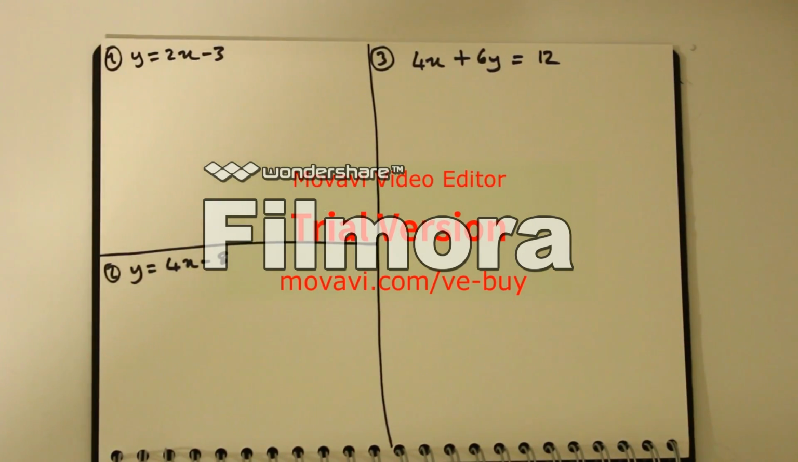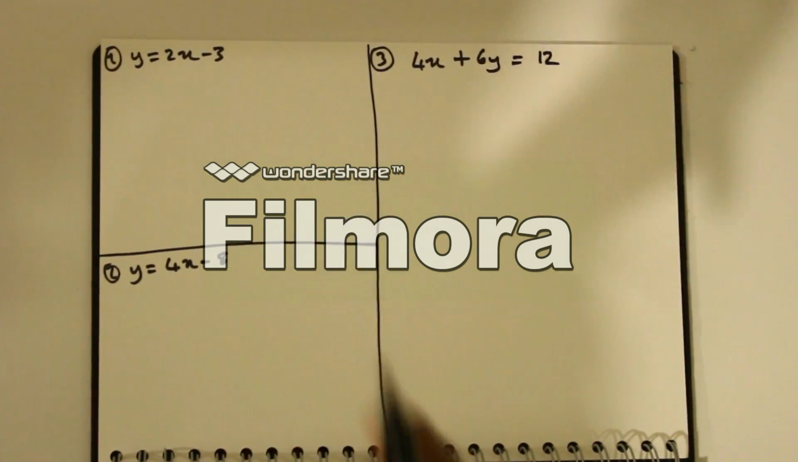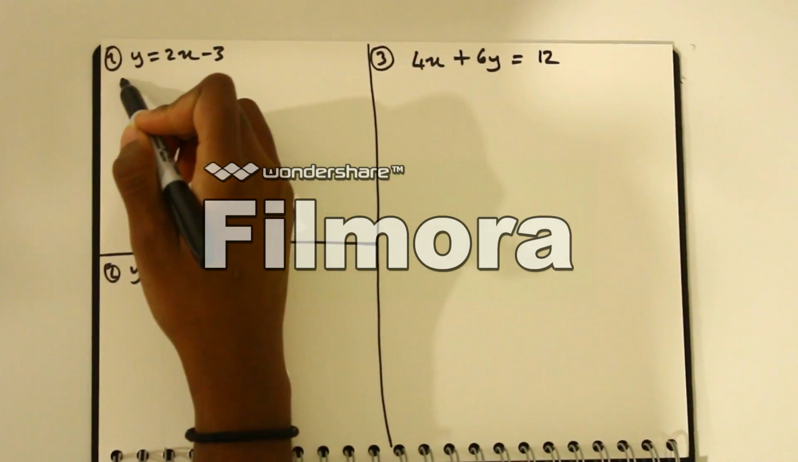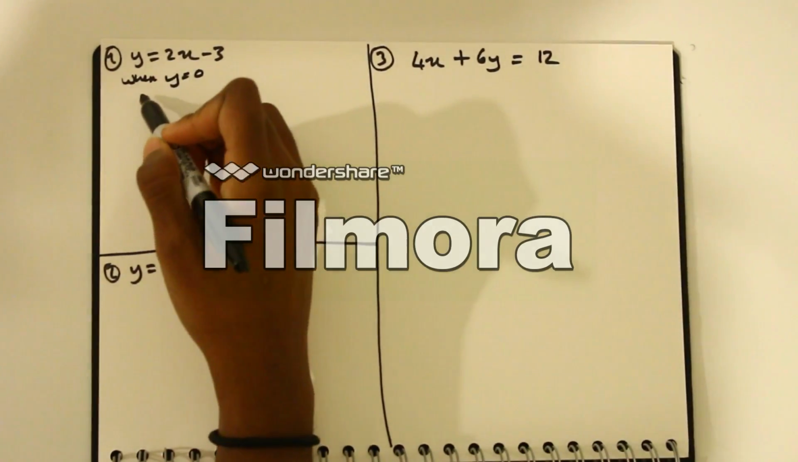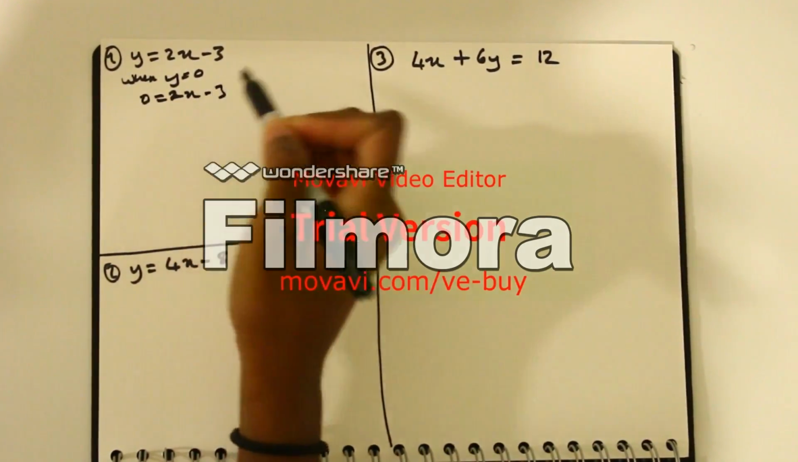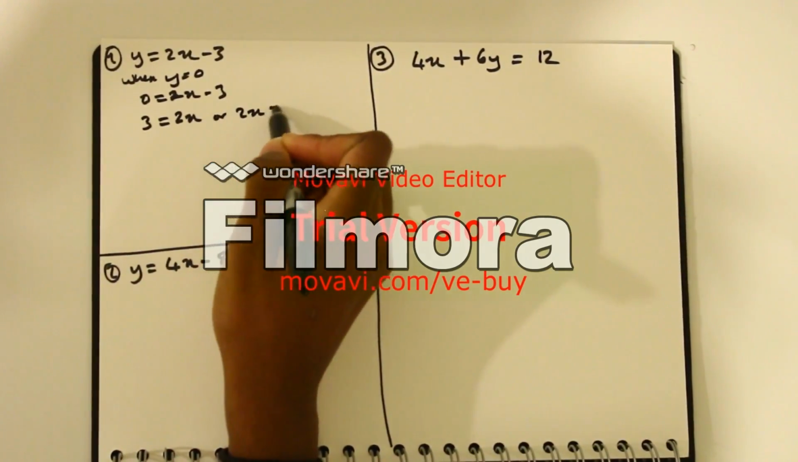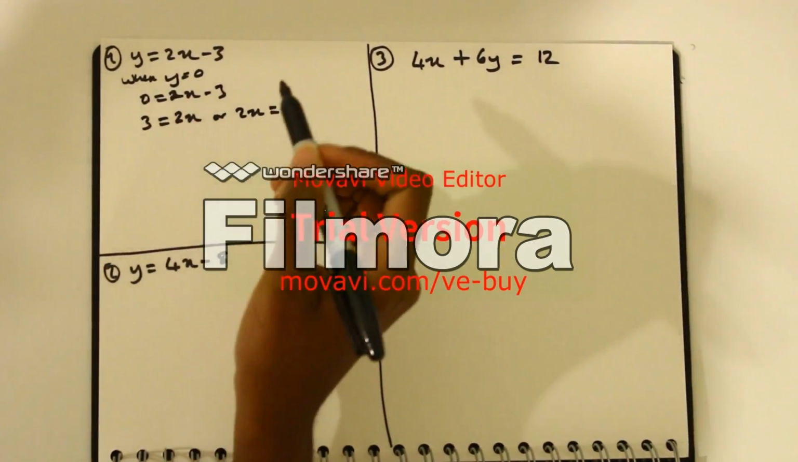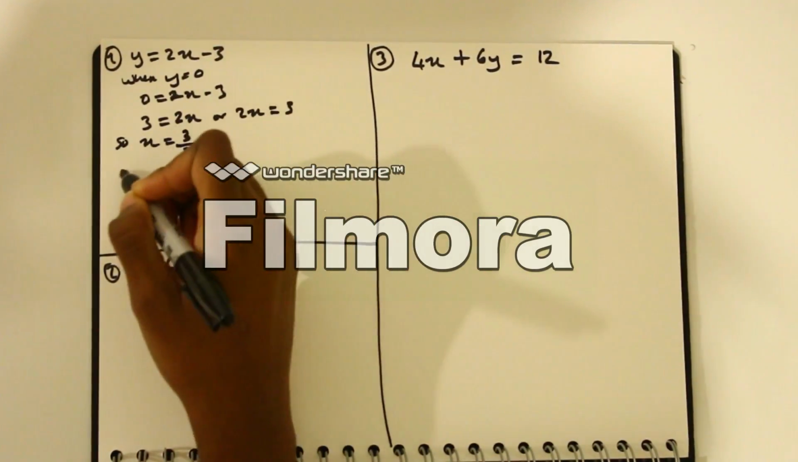Here are some questions for you to try out. You can pause the video to try out the questions and then unpause to see the answers and the solution to the questions. The equation for the first question is y equals 2x minus 3. To find the x-intercept, you must say when y equals 0 and rearrange that to find x. So 0 equals 2x minus 3, therefore x equals 3 over 2.